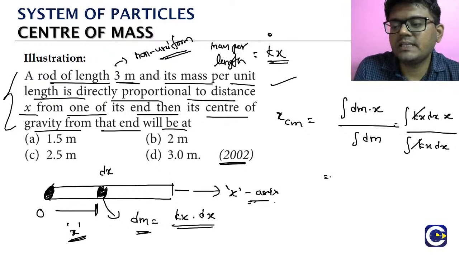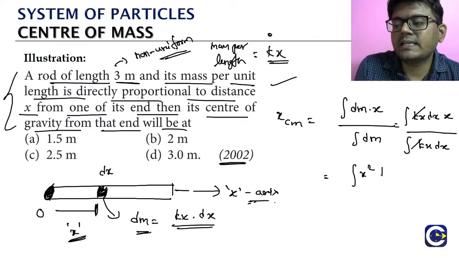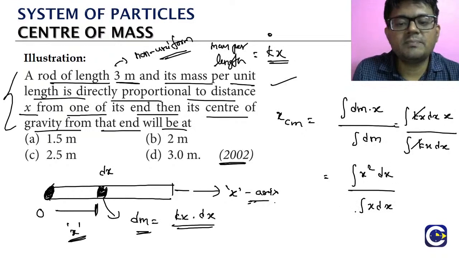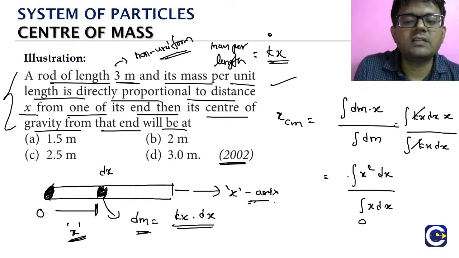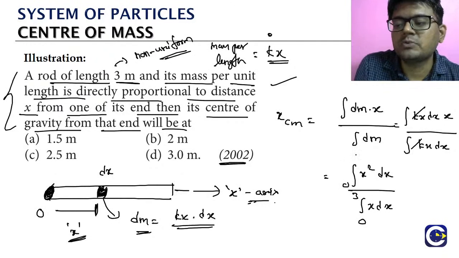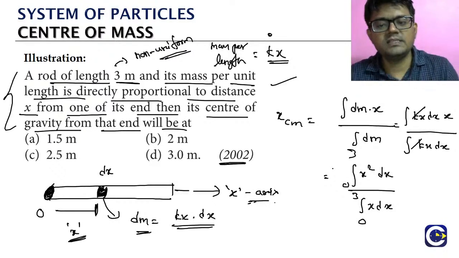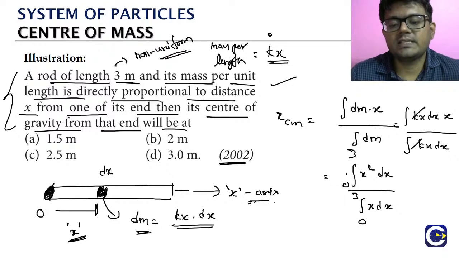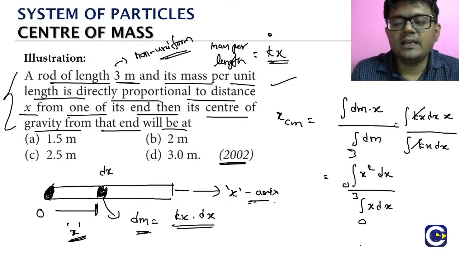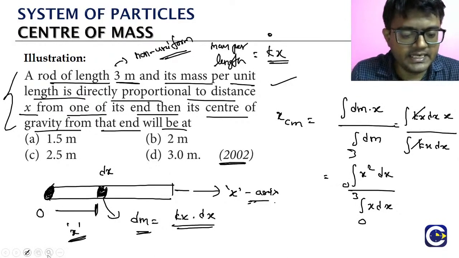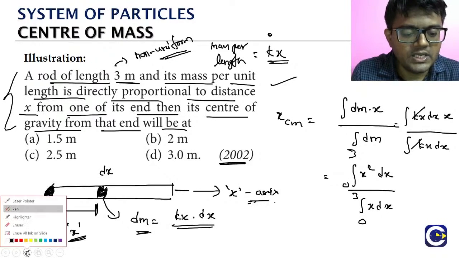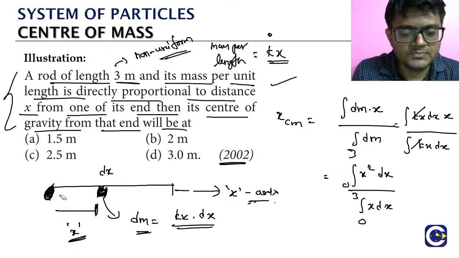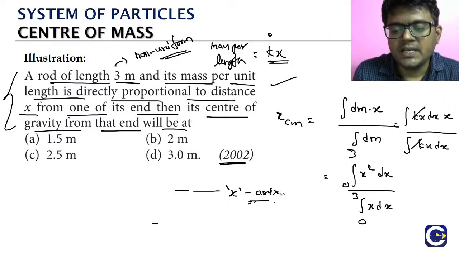So in the numerator we have integral x square dx, and in the denominator integral x dx. What are the limits? It's a rod of length 3 meters, so we integrate from 0 up to 3. Integral x square dx is x cube by 3.